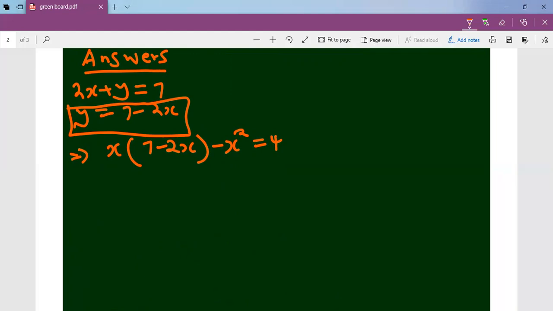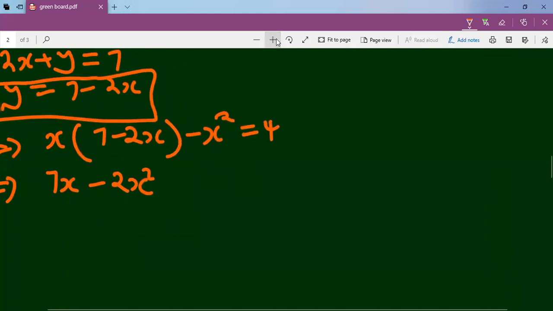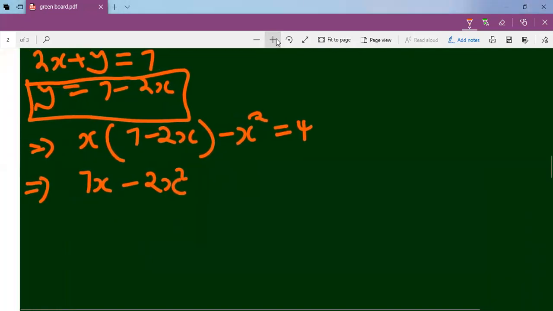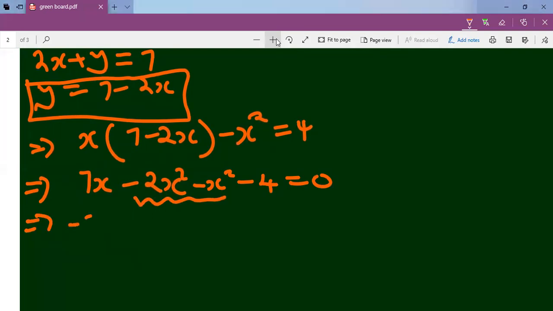All right, so this is equal to, we distribute the x inside the bracket. So we have got 7x minus 2x squared. I hope you're getting me clearly. Then there's minus x squared. We can take the 4 to the left-hand side and it becomes minus, then we remain with a 0. What does it mean? When you work out this part, you have got negative 3x squared plus 7x minus 4 is equal to 0.